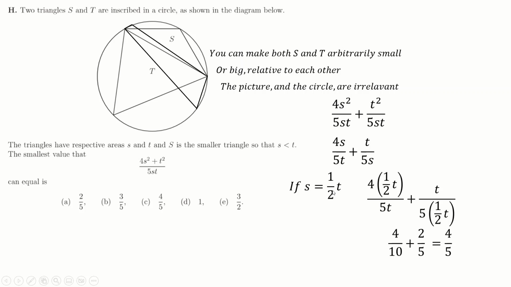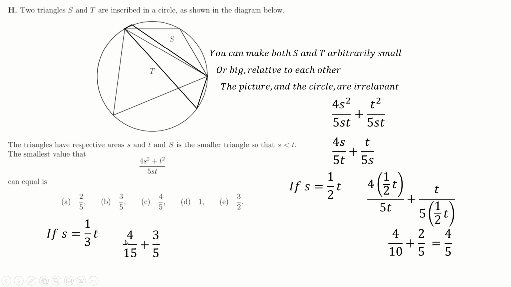Now it seems unlikely to be the minimum because it's basically the first thing I tried. But let's now set s equal to 1/3 of t, and see whether we get something smaller or bigger. Now notice, when you make s smaller, this fraction becomes smaller because the numerator is smaller, but this one becomes bigger because when you divide by a smaller number, you get something bigger. So it's not obvious whether this will make the total smaller or bigger. So let's just try it.